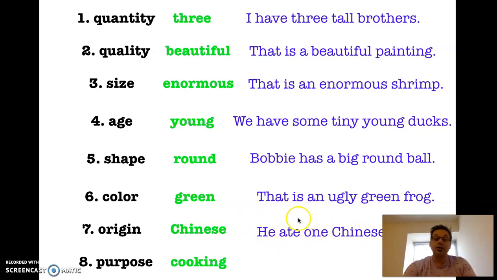That would mean the same thing. Okay? So quantity, then origin. What kind of a cookie? It's a cookie from China. Or a Chinese cookie that was made here in the United States. That doesn't really matter.